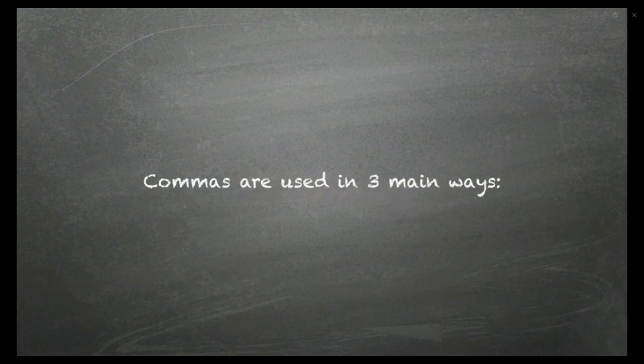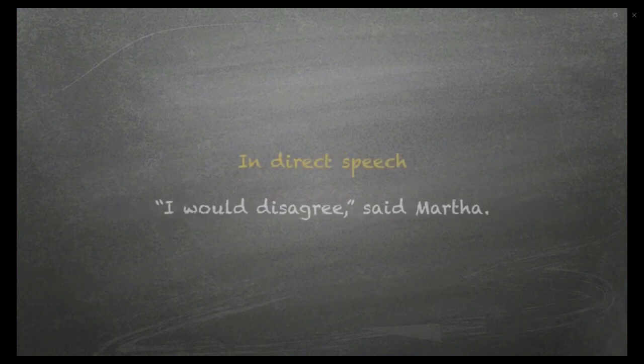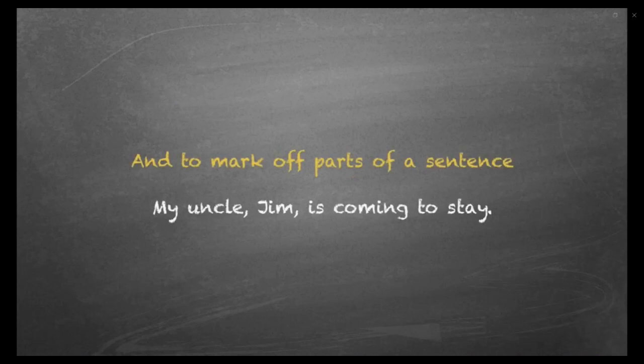To recap, commas are used in 3 main ways. In lists: I would like a sandwich, crisps and a drink. In direct speech: "I would disagree," said Martha. And to mark off parts of a sentence: My uncle, Jim, is coming to stay.